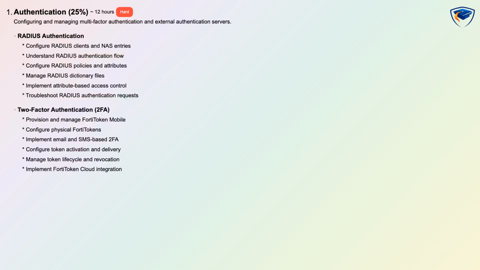Authentication is 25% of the exam, focused on configuring and managing multi-factor authentication and external authentication servers, rated hard with an estimated 12 hours of study and conceptual plus scenario-based assessment. You must master Radius authentication, including configuring Radius clients and NAS entries, understanding the Radius flow, creating policies and attributes, managing dictionary files, and implementing attribute-based access control while troubleshooting authentication requests.